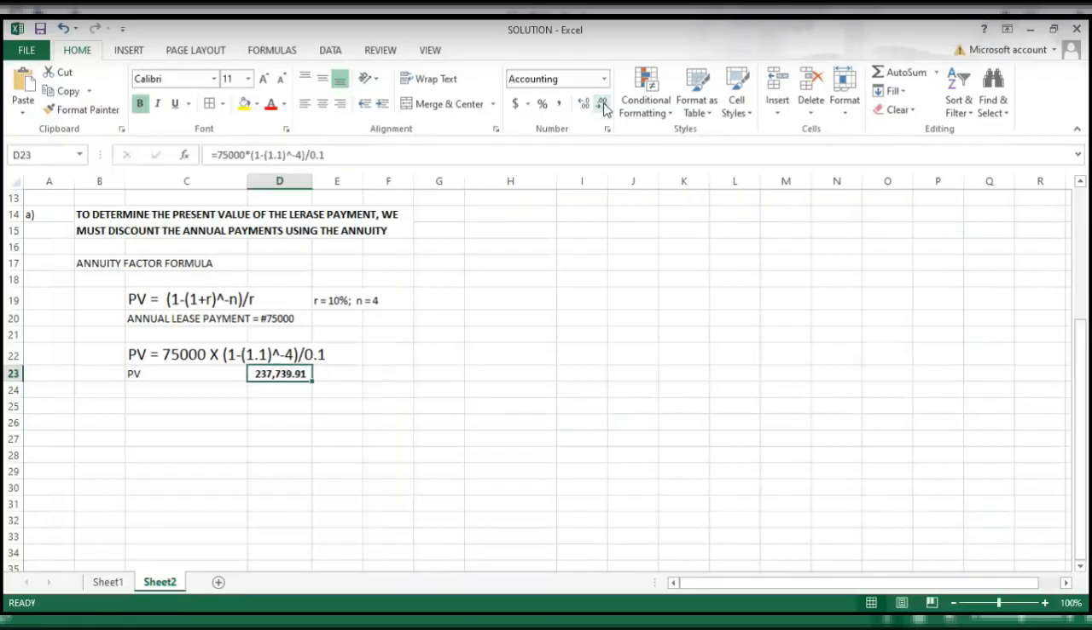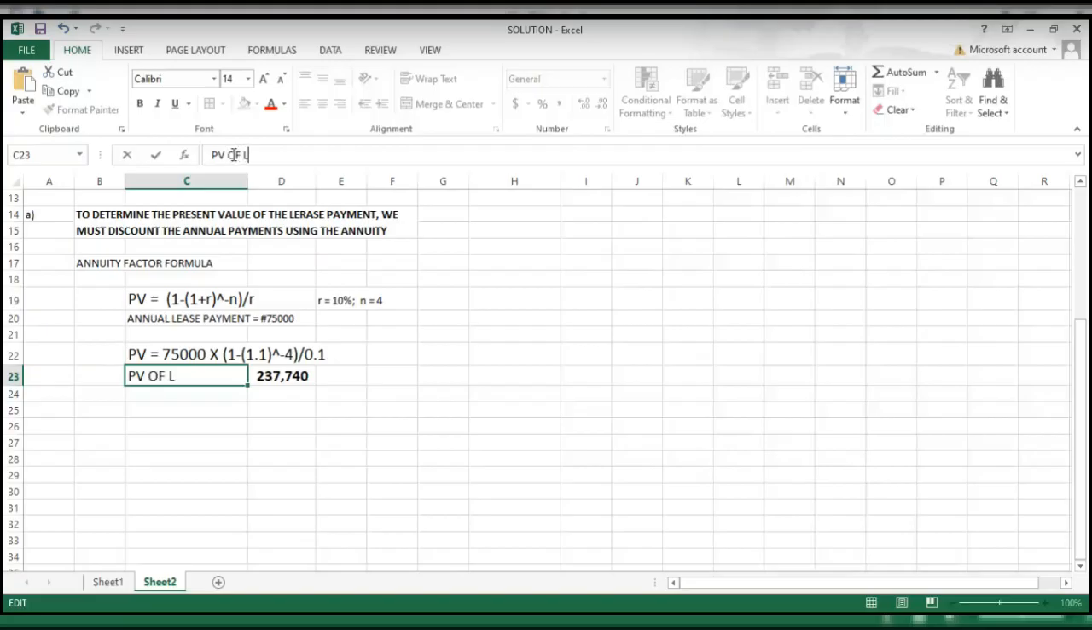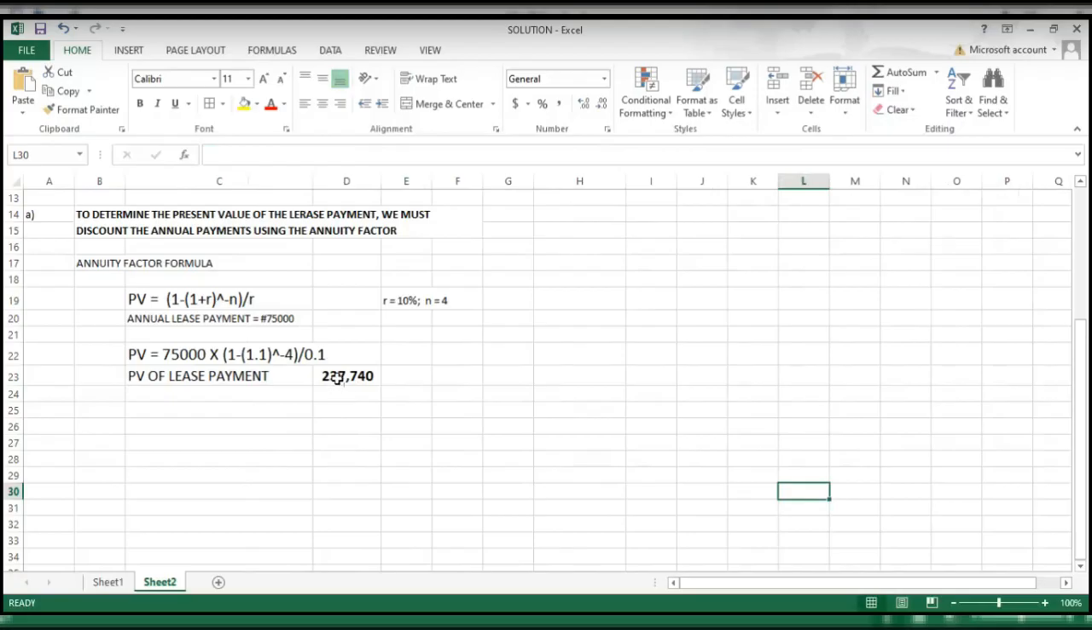So this figure is correct. I can round it up to the nearest whole number, and I can see what we have here is correct. So this is the solution to what they asked us to do. So the present value, PV of lease payment, is what we arrive at here. The PV of lease payment equals this amount. That's the present value of the lease payment.